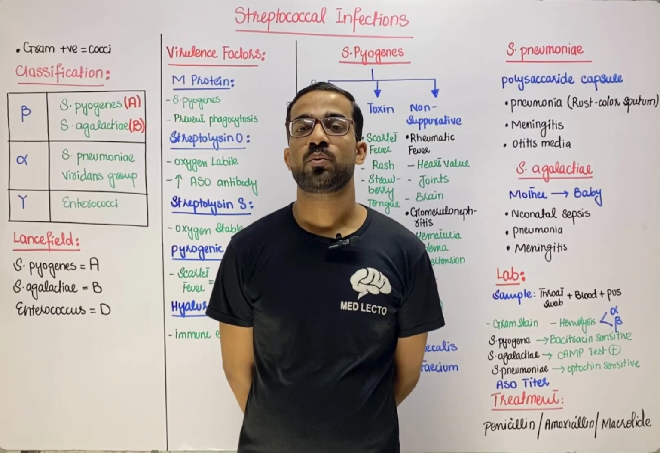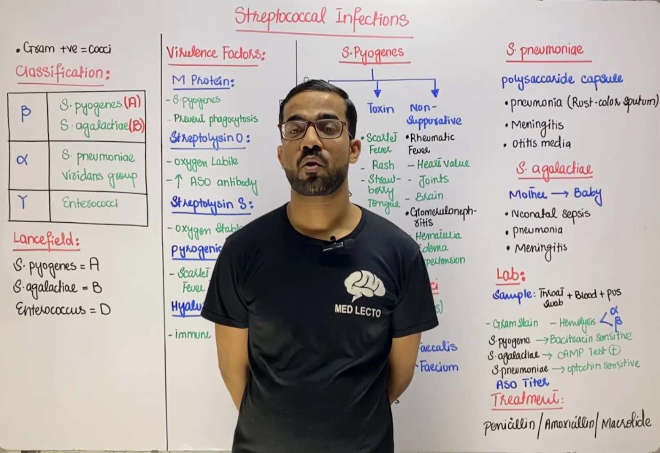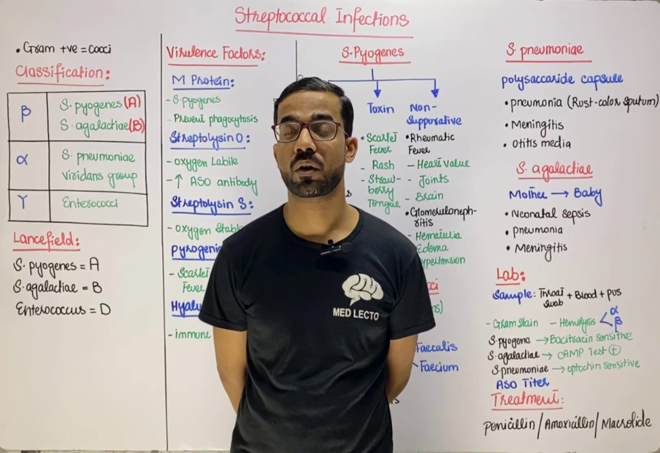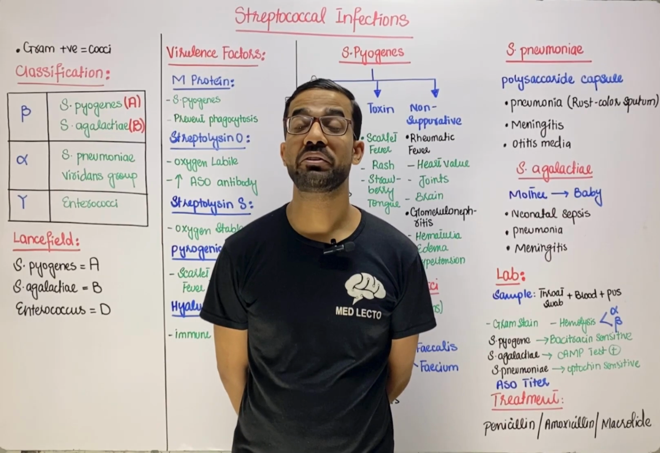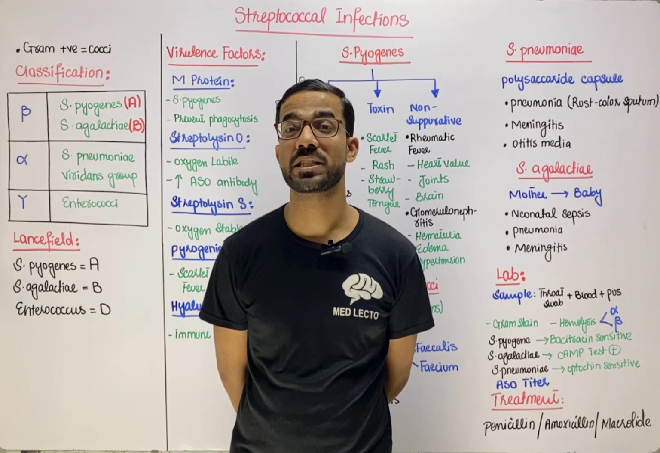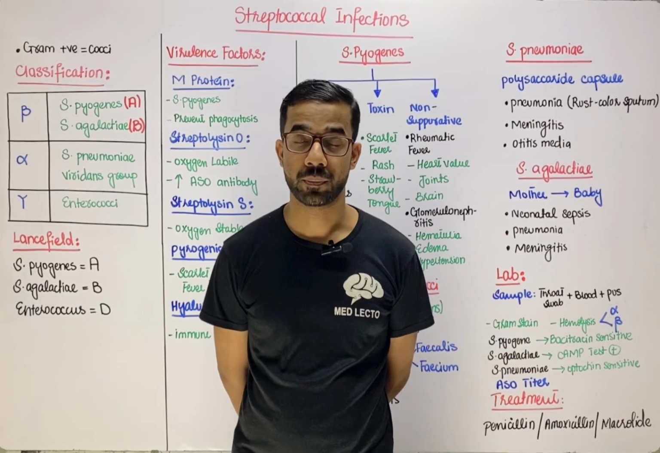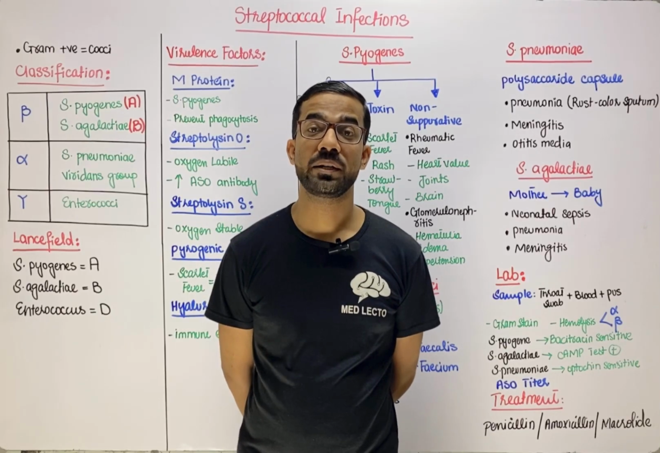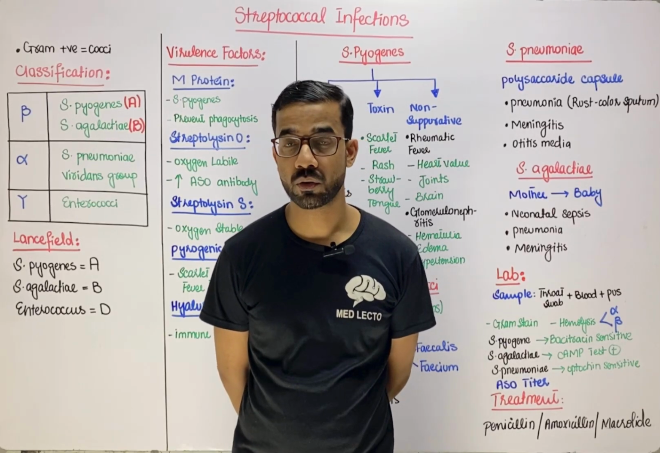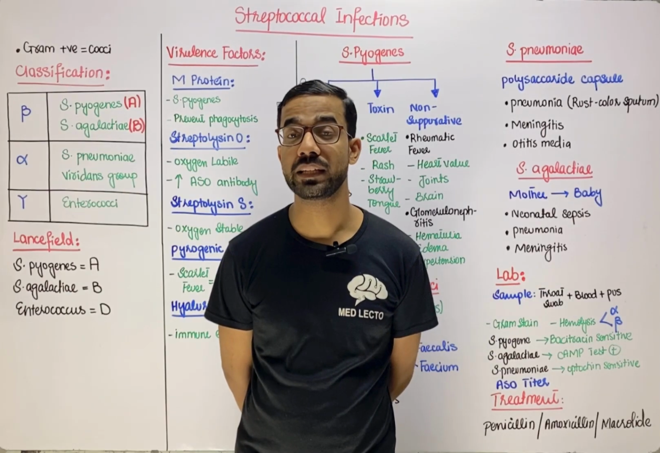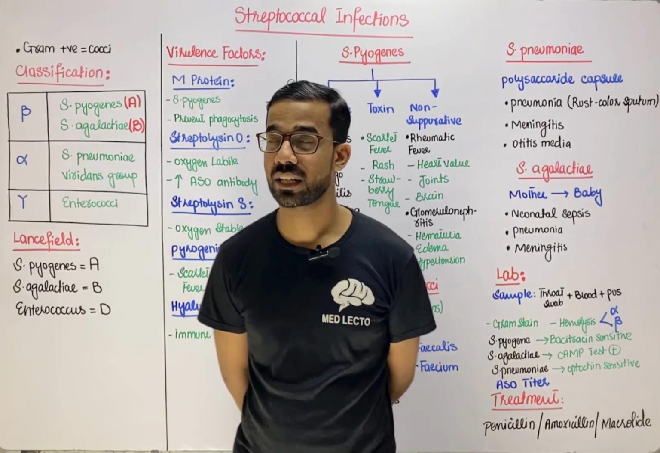Okay, in this lecture, we are going to discuss streptococcal infection. This bacteria, Streptococcus, has a lot of different species, and the different species cause different diseases in humans. We will see the most important species of Streptococcus, and we will also see the different diseases caused by these different species. So let's get started.